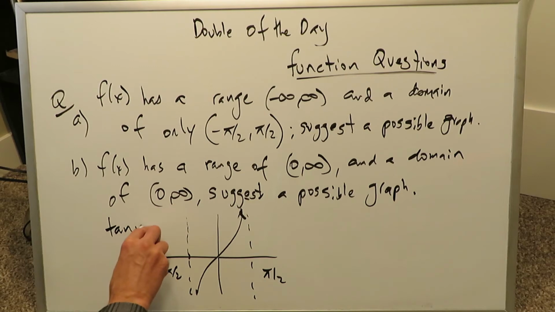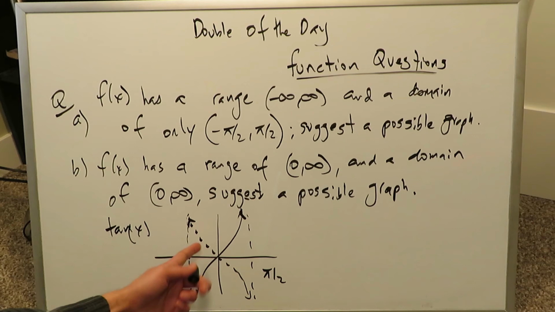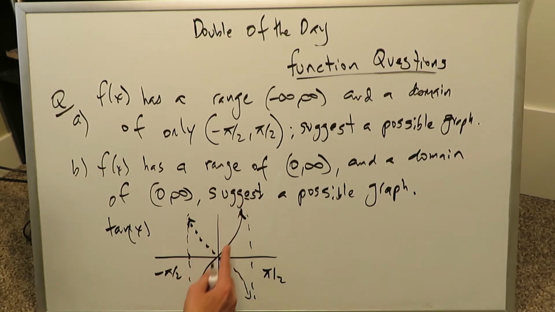You don't even have to suggest what type of function it really is. You just have to draw a curve, or you could have even shown something like this in this direction. This could have been another possible answer, and that answer would be right too. So you have two possibilities, something like this and something like this. It'll have a range of minus infinity to infinity and a domain of minus pi over 2 to pi over 2.